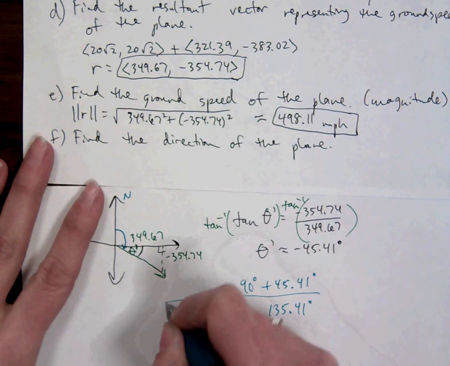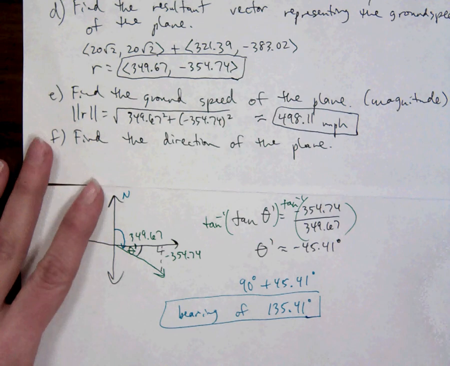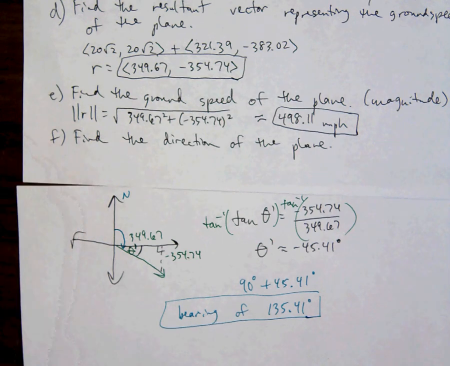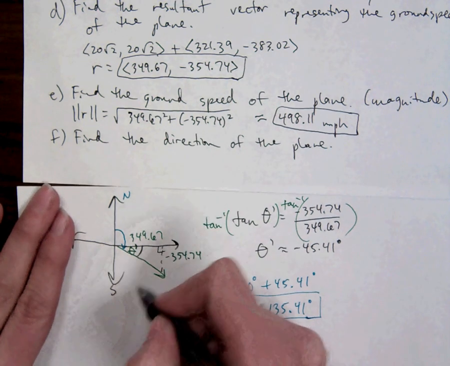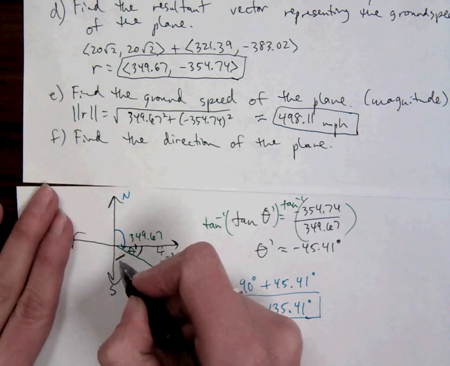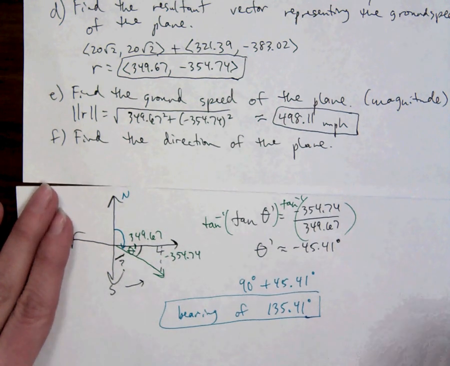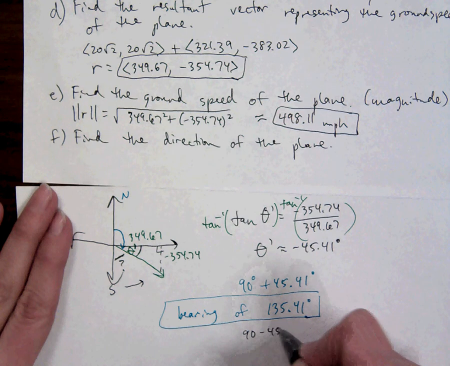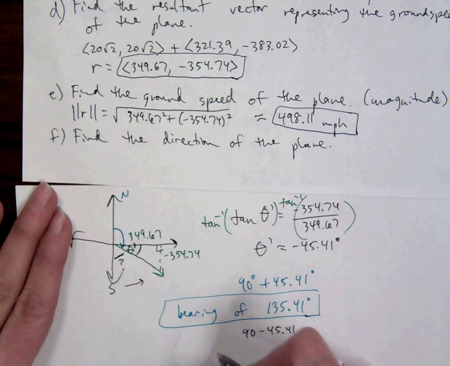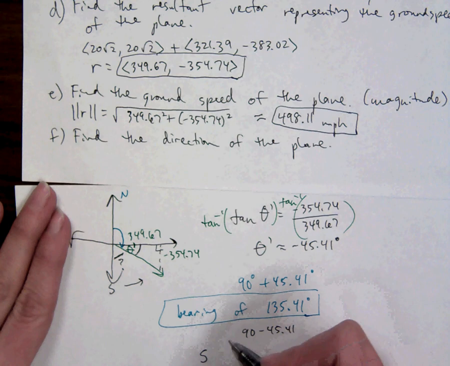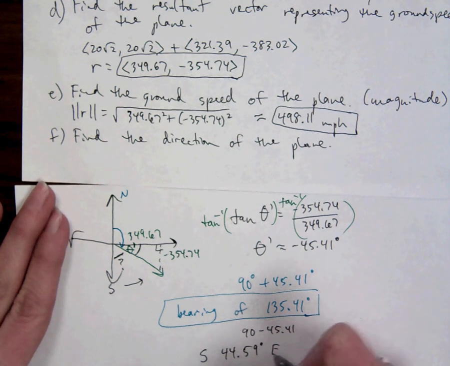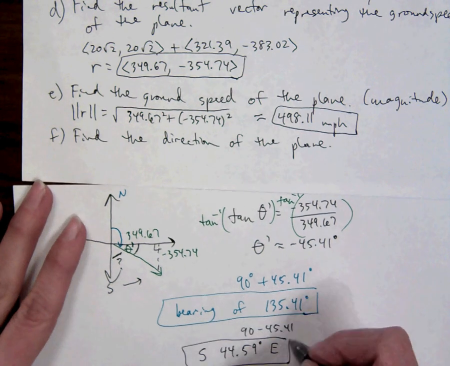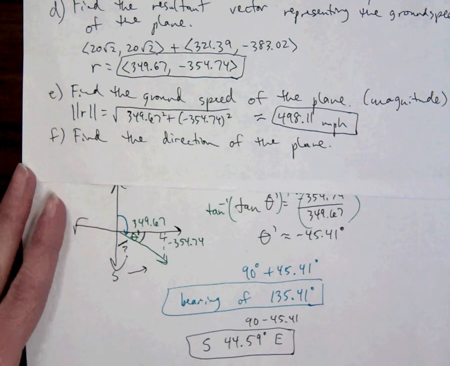So I could say it has a bearing of 135.41 degrees. The other way, some of you might be like, well, it's in like a southeast direction. And I agree with you, southeast, but then I've got to say, okay, to the east, so I've got to figure out how much this angle is right here. And again, that's not so bad. I could just do 90 minus 45.41 and get that it's south 44.59 degrees east. So either one of those is acceptable for a final answer.